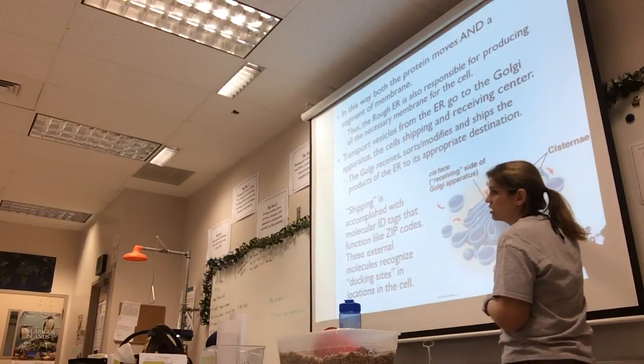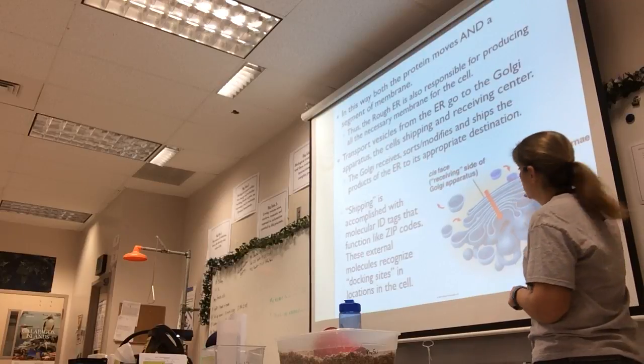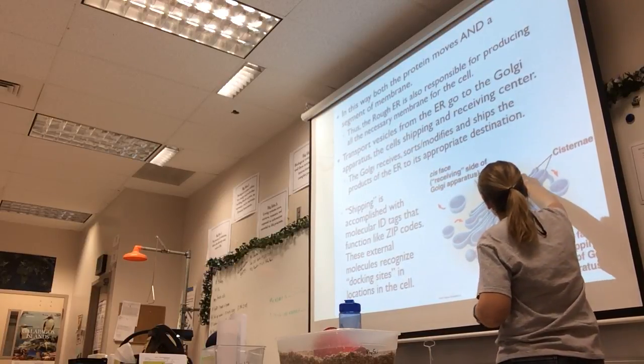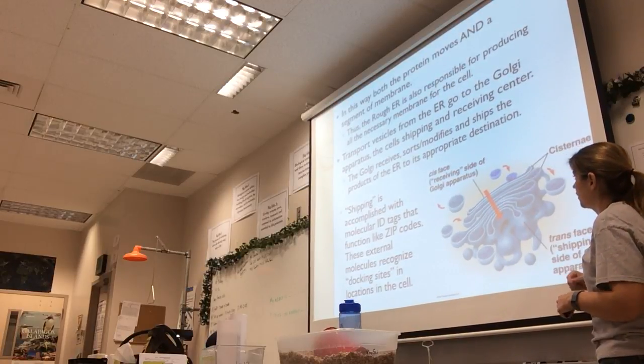When you were taking classes in CP and honors, you probably called this the post office, the shipping and receiving center. Okay, now we're going to call it the Golgi apparatus. The cis phase here is the receiving end. The trans phase here is where they depart.